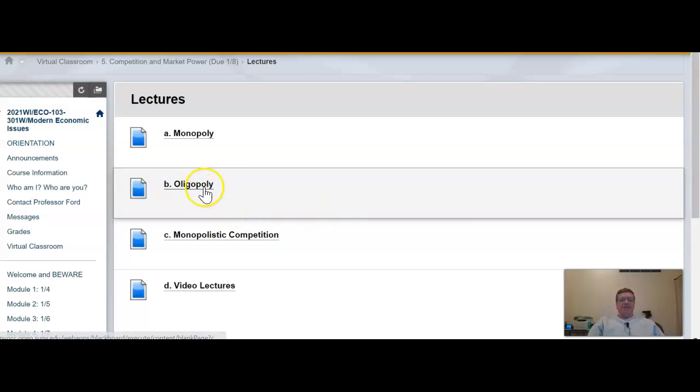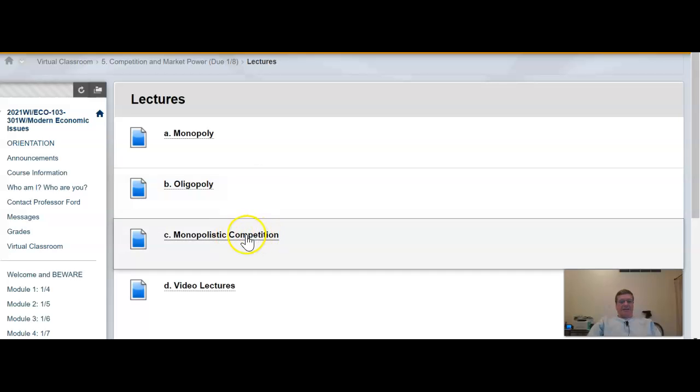And oligopoly is just a handful of firms. In fact, there are so few that collusion is often a problem. They've been known to do that, form cartels. And monopolistic competition is when there are a lot of firms, but they have a differentiated product. They're not all the same like they are under perfect competition.